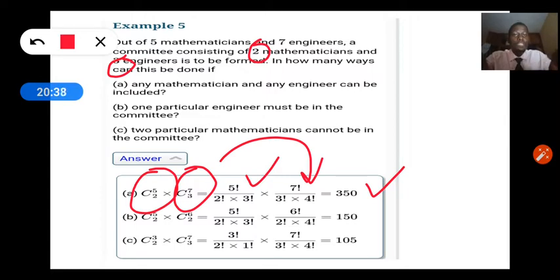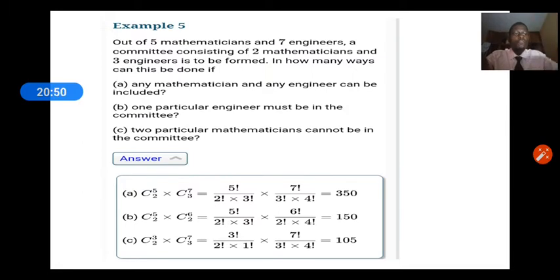Now looking at the second part of the question, the B part, one particular engineer must be in the committee. If one engineer must be in the committee, it means out of the 3 engineers now, I only have 2 left to choose. We're supposed to select 3 engineers. They say one particular one must be there. It means I only have 2 to choose from, since one is sure to be part of it.